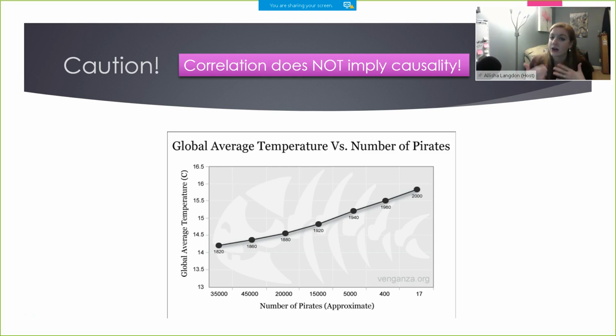You can have things that are correlated and match up to a nice linear relationship, such as global average temperatures versus number of pirates. Yes, there is a correlation between these two, but I'm pretty sure you're going to say, just because our pirates decreased does not mean that has caused our global temperature to go up, right? Okay, so here comes a little common sense into play.